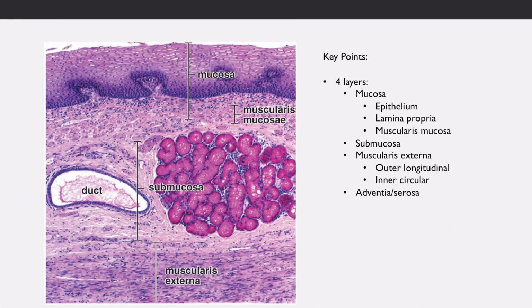This image is a cut image from the esophagus. We'll come back to it in a few minutes, but let's use it for a second to look at those layers that we just discussed. Here we can see the mucosa, made of the epithelium, the lamina propria, and the muscularis mucosa. Next we see the submucosa, along with an associated gland. We can also see the muscularis externa here.